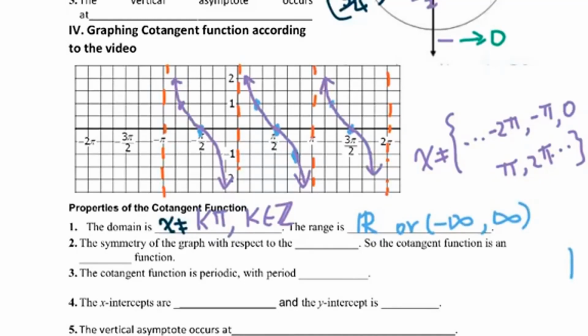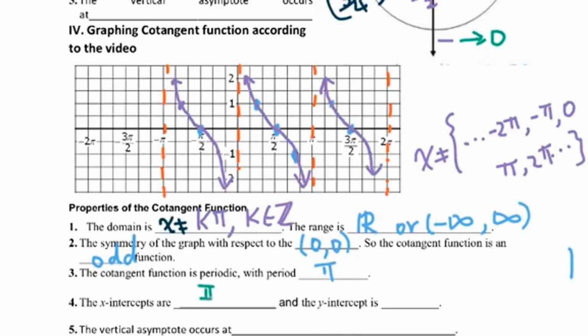And the symmetry of the graph will be about the origin. So the cotangent function is an odd function. And definitely it's a periodic function. Pi is the period. The x-intercepts will be at pi over 2, negative pi over 2, 3 pi over 2, negative 3 pi over 2.